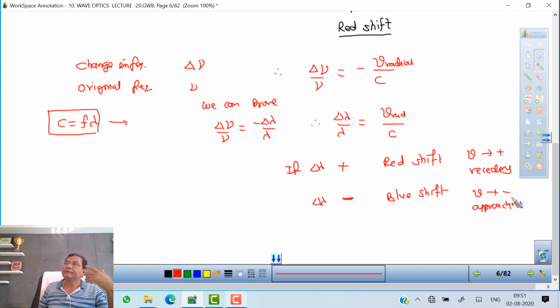If it is blue shift, then it is negative delta lambda. If it is red shift, then positive delta lambda. So it is very interesting actually. Remember this very well and understand it properly, because it is useful for giving speedy answers.